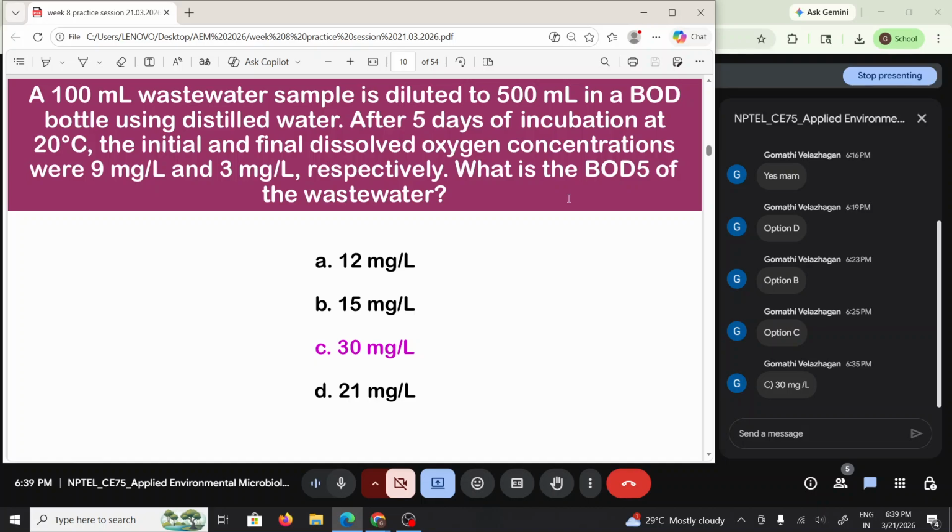Initially you check how much dissolved oxygen is present in the water, and you put it into a BOD bottle which is completely airtight, and you incubate it in a BOD incubator. After 5 days you come back and check the dissolved oxygen. You see how much of that dissolved oxygen is reduced. It means that amount of dissolved oxygen was consumed by the microorganisms, and the organics in the wastewater have been degraded.